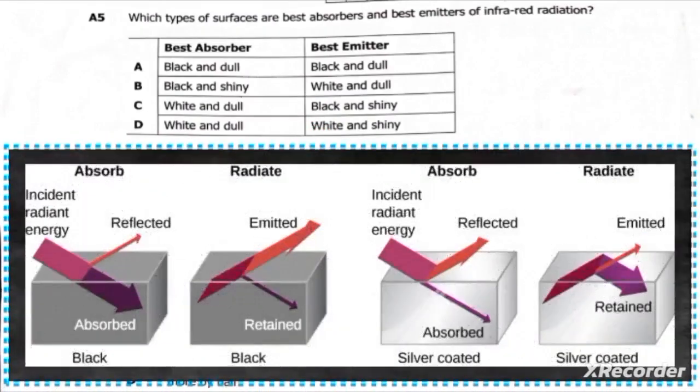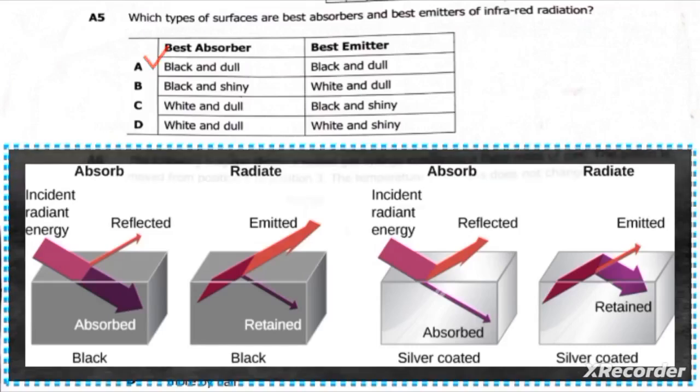Okay, so let me bring the diagrams here. We have seen that dark and black surfaces are good absorbers. Why are we saying so? We can see a huge beam of light absorbed by this black box here. We also need to remember that black and dull surfaces are good emitters. Why are we saying so? We can see a huge beam of light emitted by this black box. So therefore, our correct answer is A.